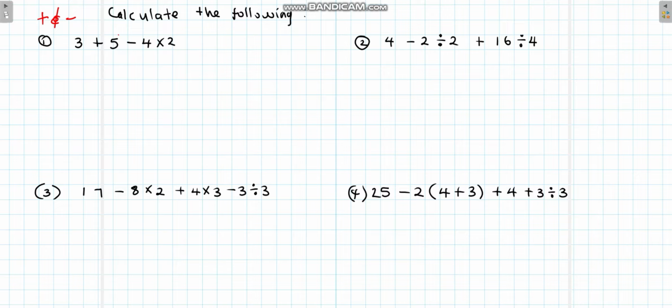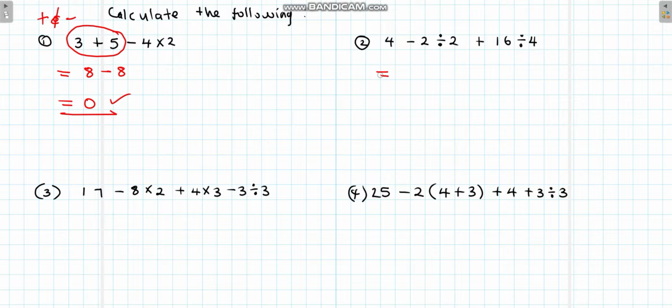But what about 3 and 5? What can we do with 3 and 5? We can add them. So what is 3 plus 5? 8. And minus, what is 4 times 2? 4 times 2 is what? It's 8. Can you see? What is 8 minus 8? 0. Then your answer becomes 0.